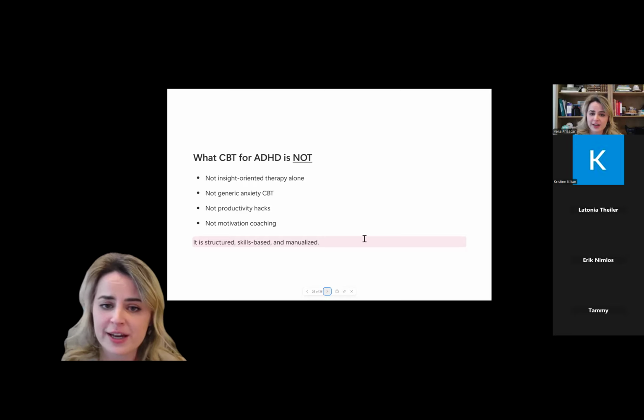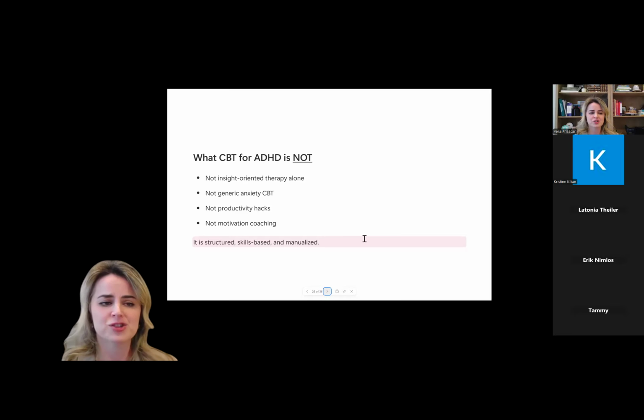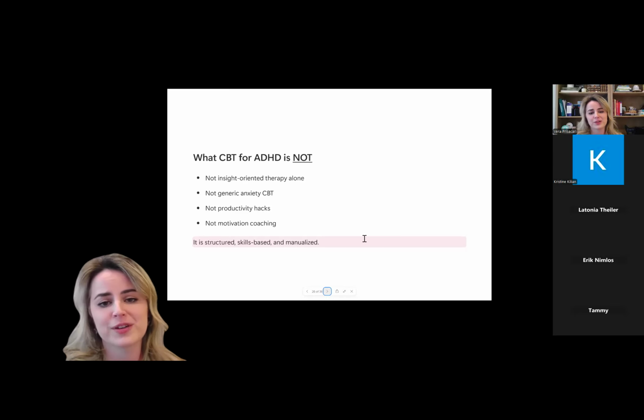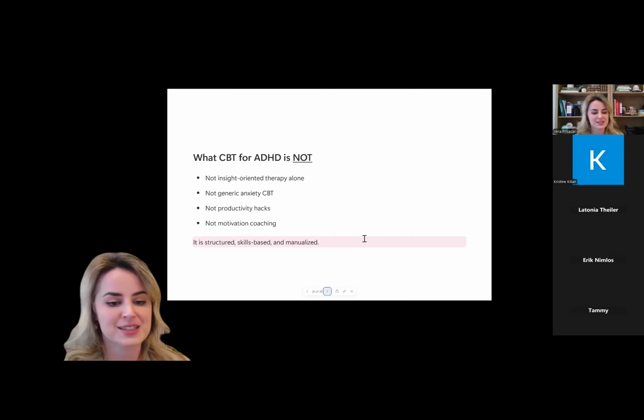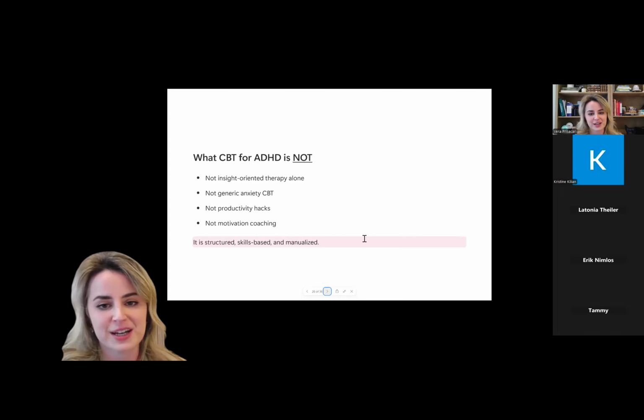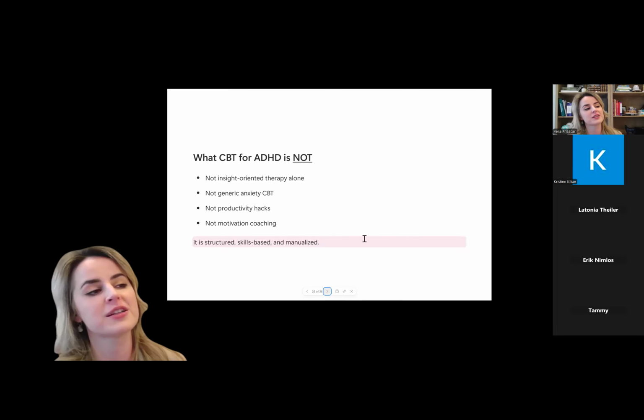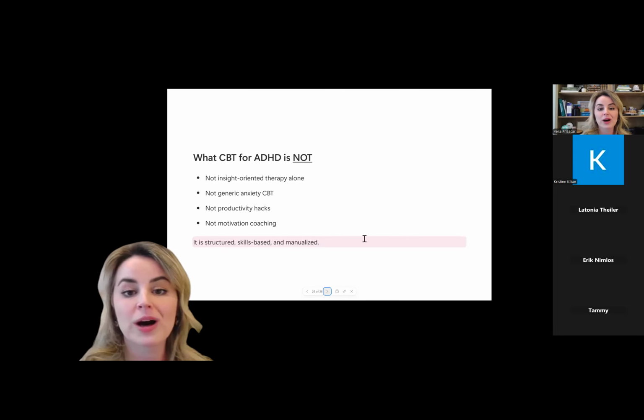These are not productivity hacks. So I don't want you to think that this is just an influencer somewhere on Facebook or Instagram, TikTok that just made this up. Like, look at my super organized closet. You can do the same. That's not it at all. This is research-based, evidence-based. This is published, replicated. This has been well studied.